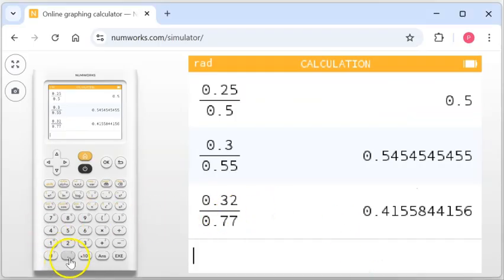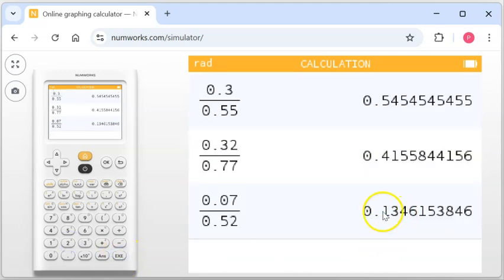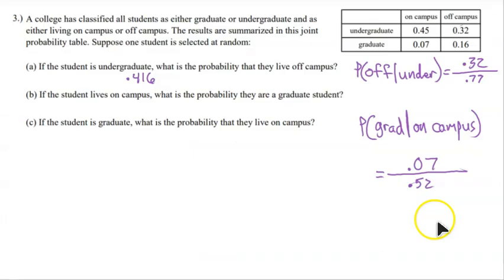So we're going to do 0.07 divided by 0.52, and that gives us 0.135. So this one's going to be 0.135, okay? And then the last question says, if the student is a graduate student, so assuming they're a graduate student, so here's the graduate student, we're going to completely ignore the undergraduate student part. We're just scratching it out. We don't need undergraduate at all.